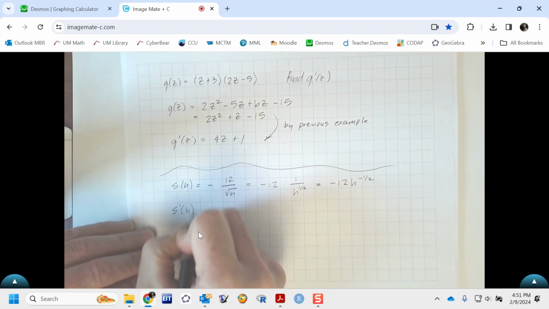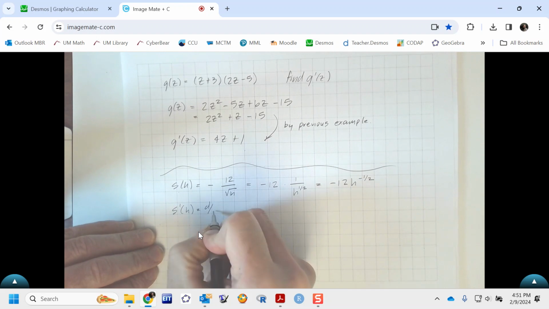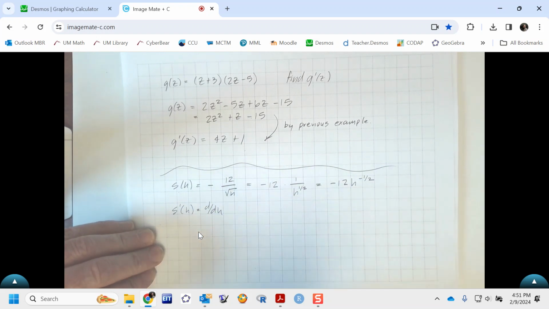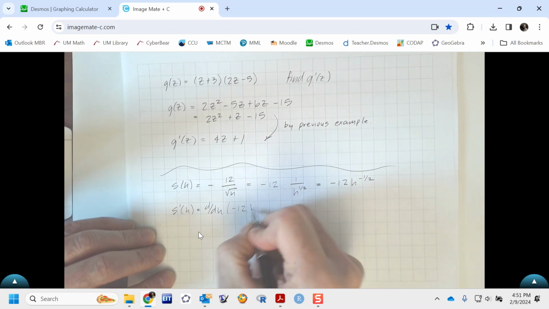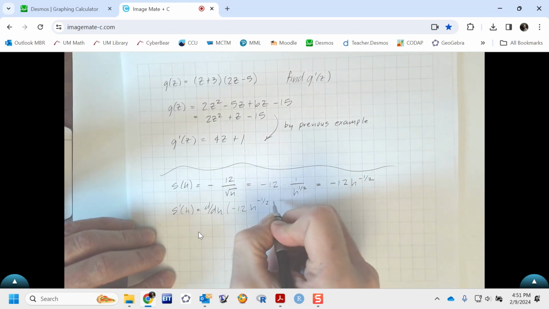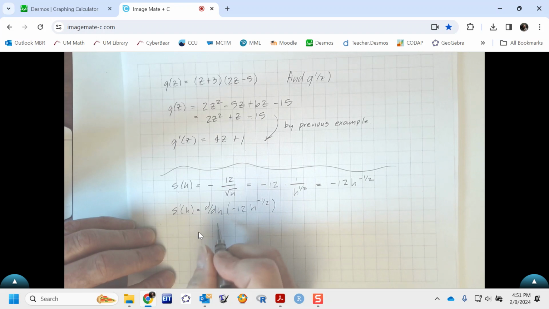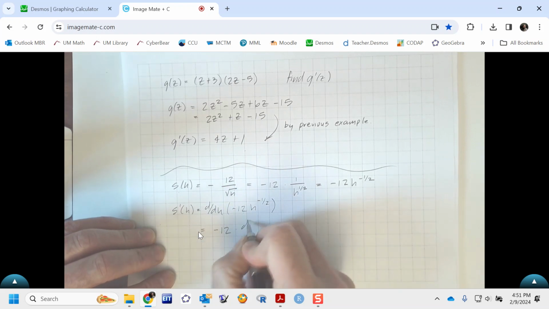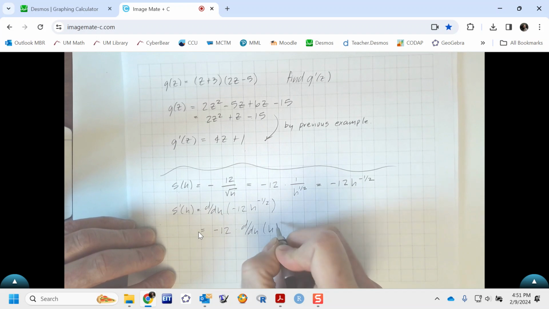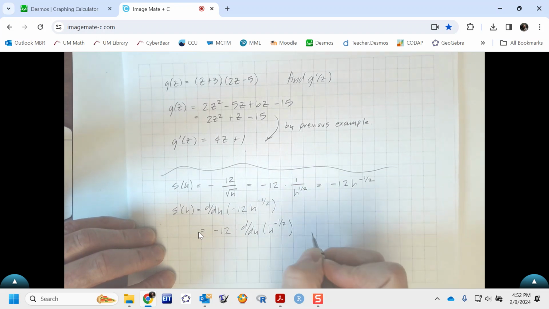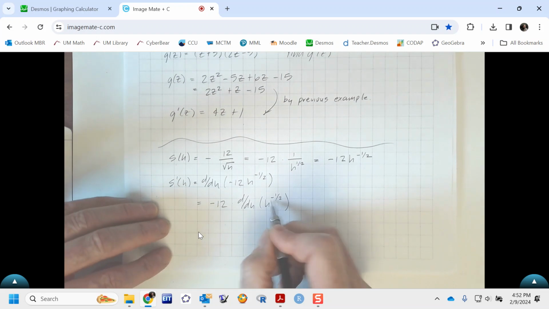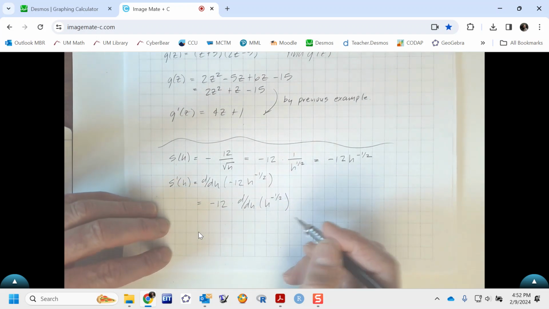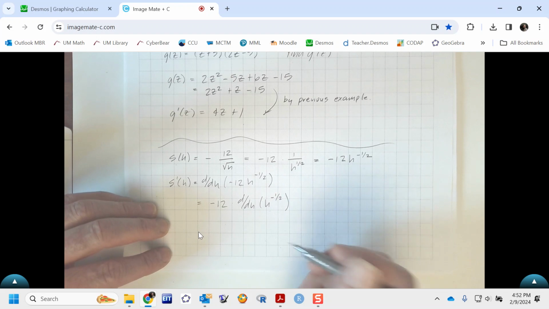So s prime of h is going to be d by dh, taking the derivative with respect to h of negative 12 h to the negative 1/2. The negative 12 can come out in front because that's just a constant multiplier. Negative 12 times d by dh of h to the negative 1/2. And now I just have a power function. It doesn't matter that it's negative. You can do power functions for all real number exponents.